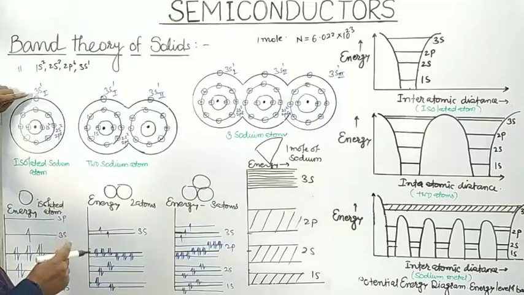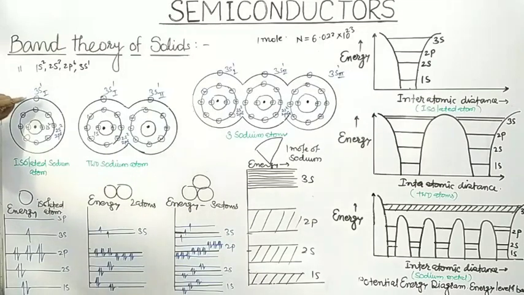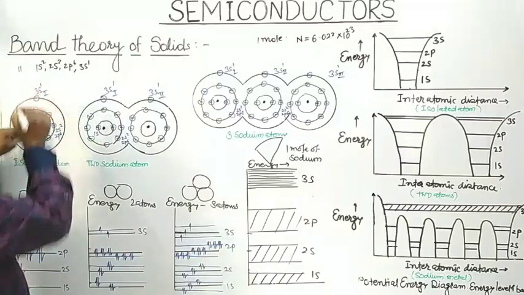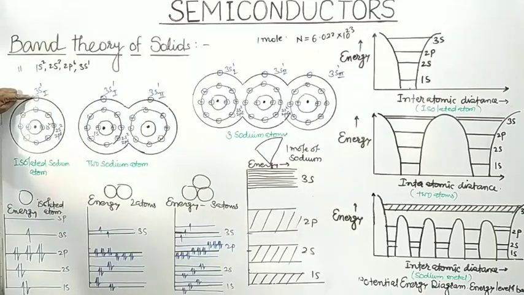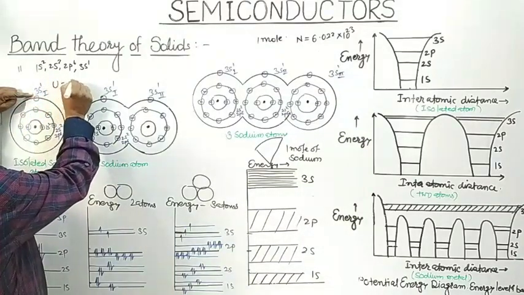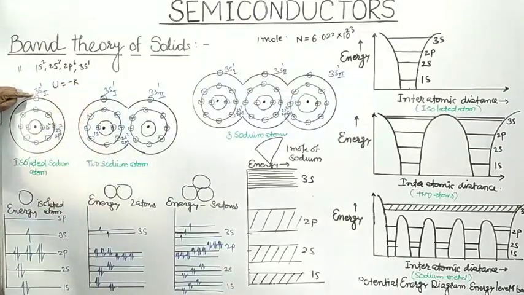Means, as far as the 3s electron in an isolated sodium atom is concerned, this 3s electron will have a strong force of attraction with the positively charged nucleus, and the potential energy possessed by the 3s electron is U equal to minus of K into.